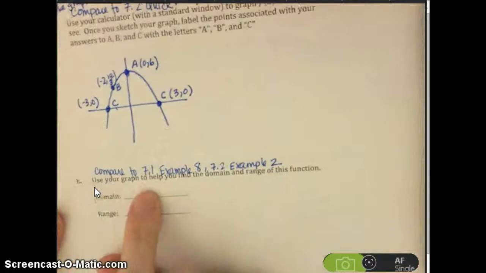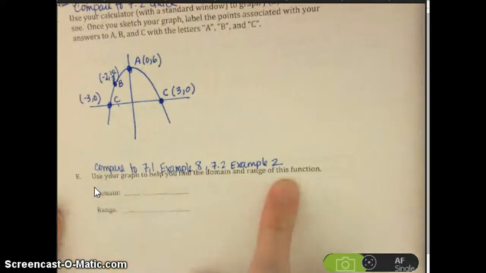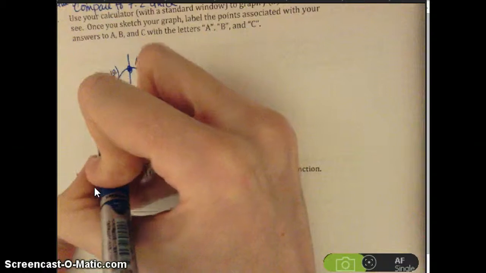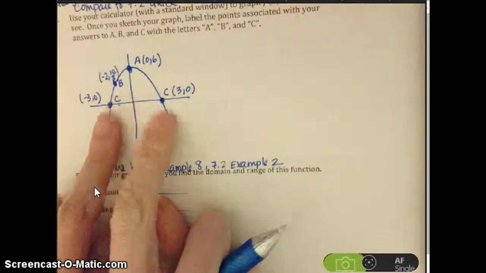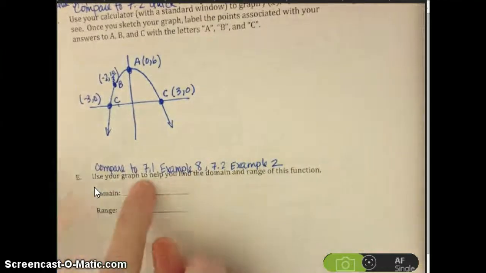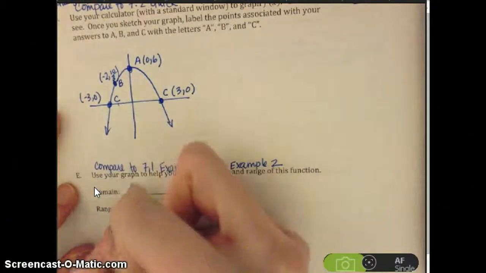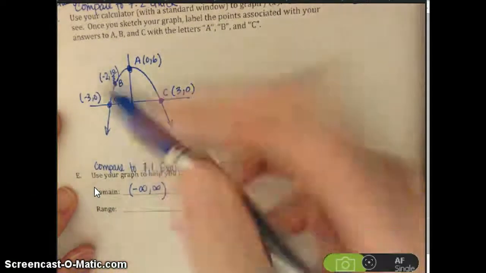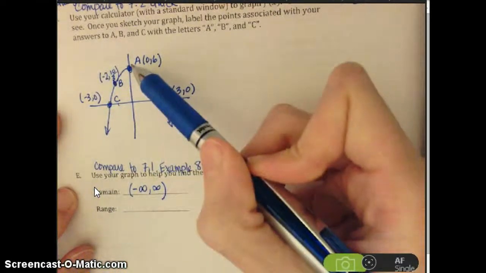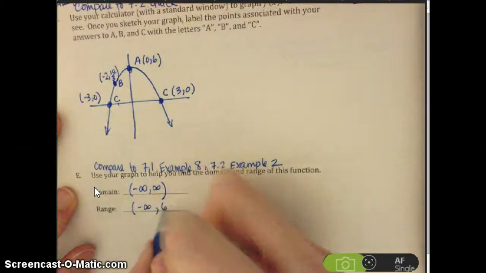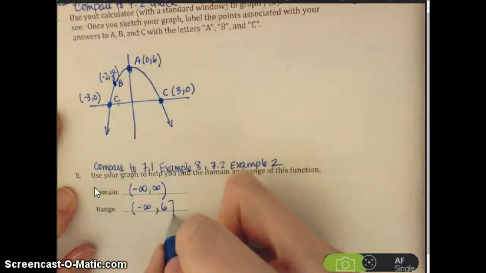Finally, I use my graph to help me find the domain and the range. So the domain is all the possible x values. Sometimes we draw these graphs with arrows on the end to show they go on forever. It'll keep getting a little wider and wider as it goes down and down forever. So that means the domain, the possible x values, are all of them. But the range, it definitely only goes up to 6. And it does include 6.